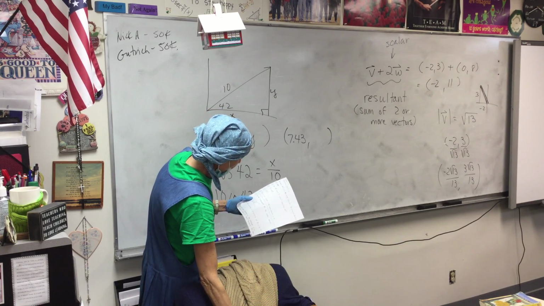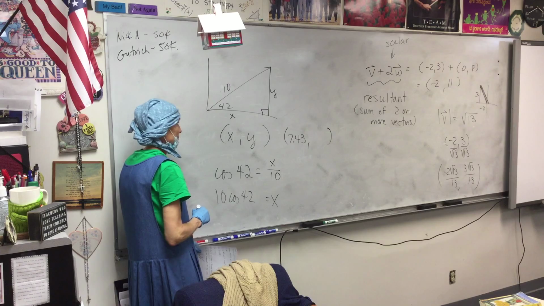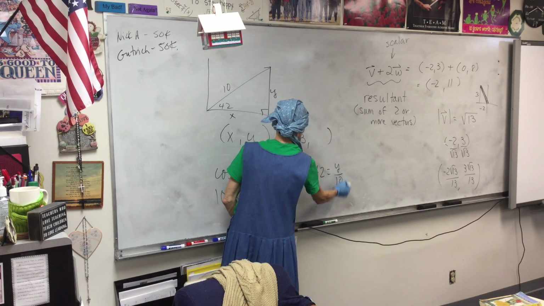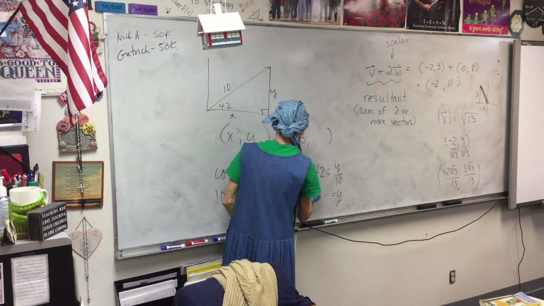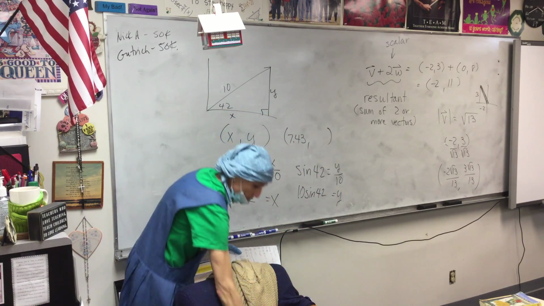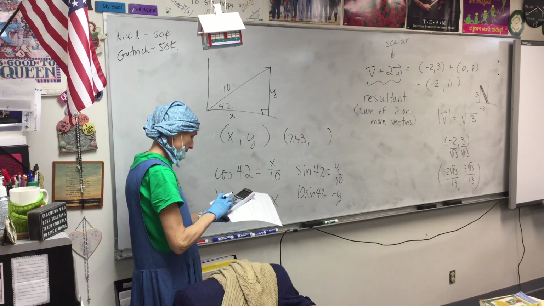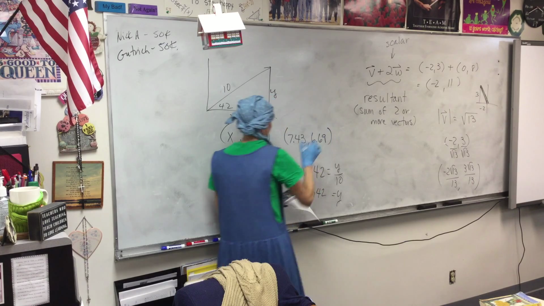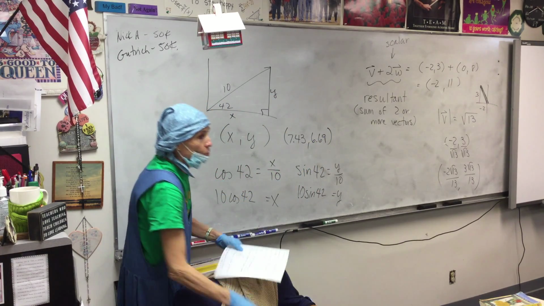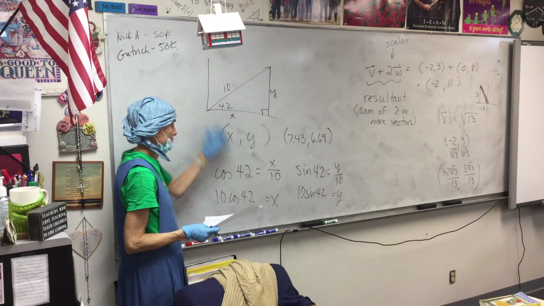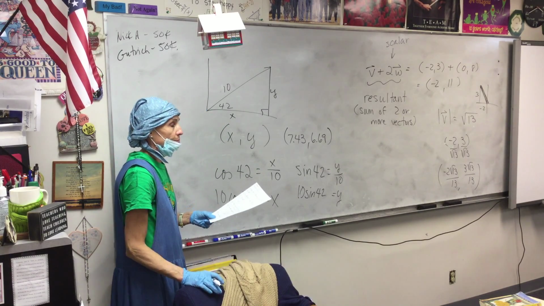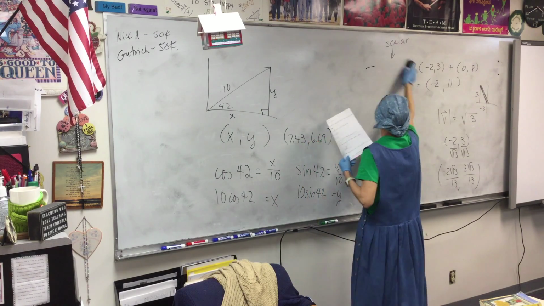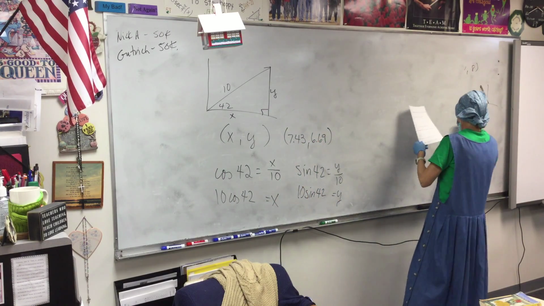Now, how do I do y? Same thing, only it's sine 42. So I type in 10 sine 42, and it's 6.69. And there are the coordinates of your vector, or your components, whatever vocabulary you're using. All right?